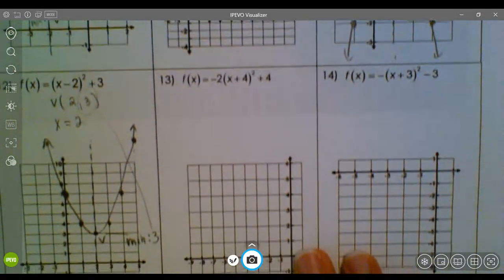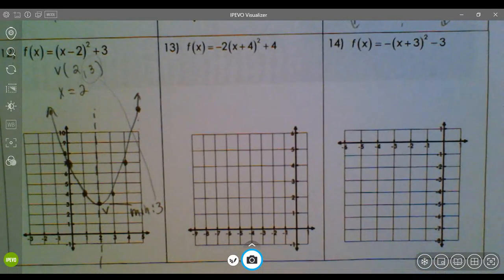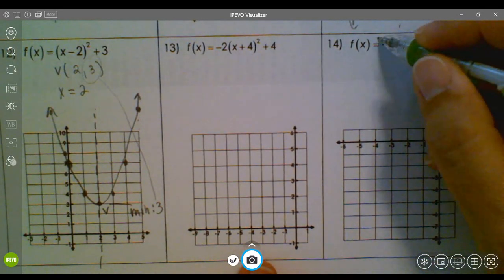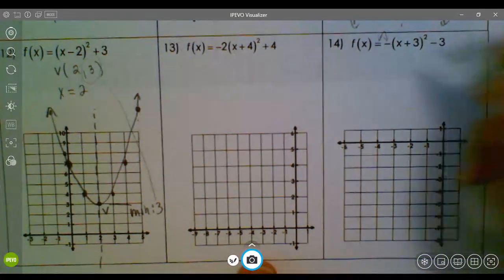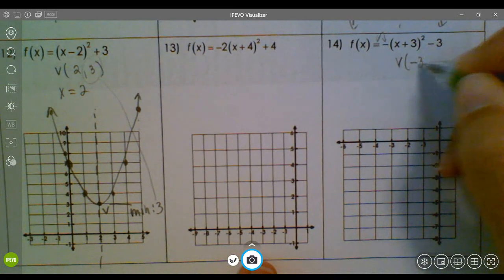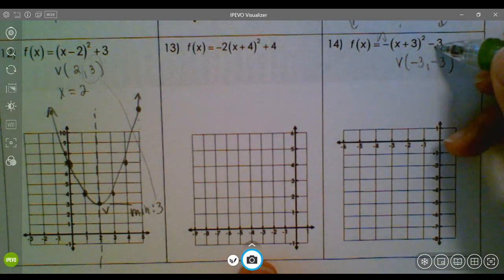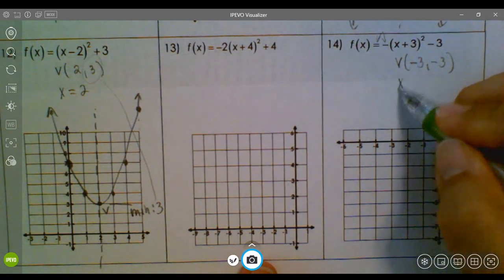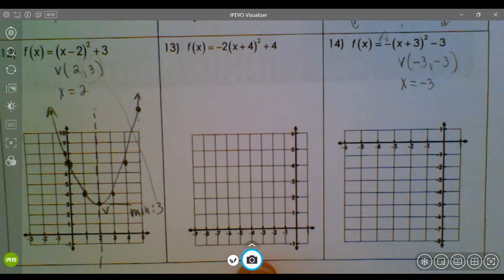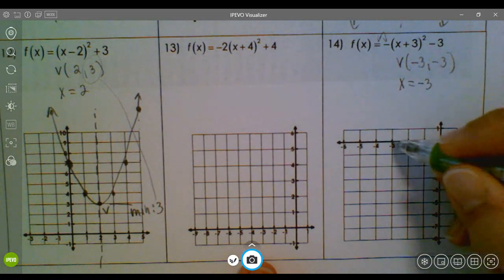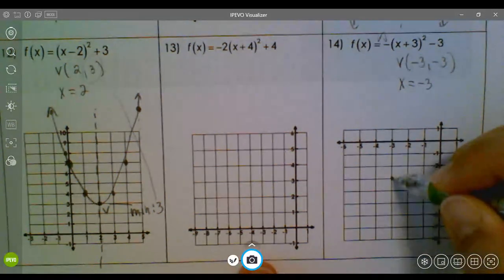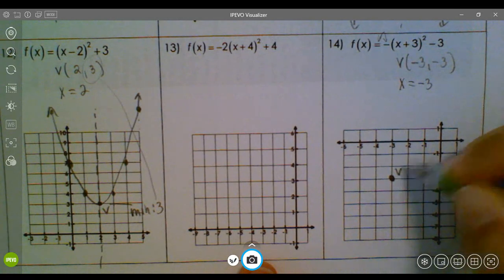Let's look down here at number 14. Again, we're going to go upside down. My vertex is the opposite and the copy. Opposite of 3 is -3. Bring down -3. My axis is x equals -3. So I'm going to plot -3, 1, 2, 3, -3. That's my vertex.